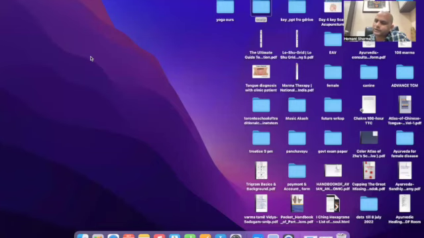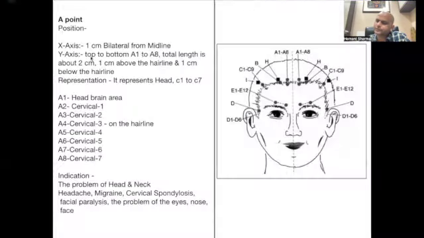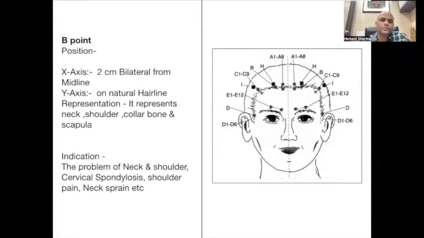Then regarding the B point, the B point is just on the hairline. It's on the natural hairline. B point is 2 centimeters bilateral, 2 centimeters away. It's just on the natural hairline. It's not going up or going down, just on the hairline. That is not the knee point, that is the B point. So from the midline, if you go 2 centimeters apart, that is the B point.